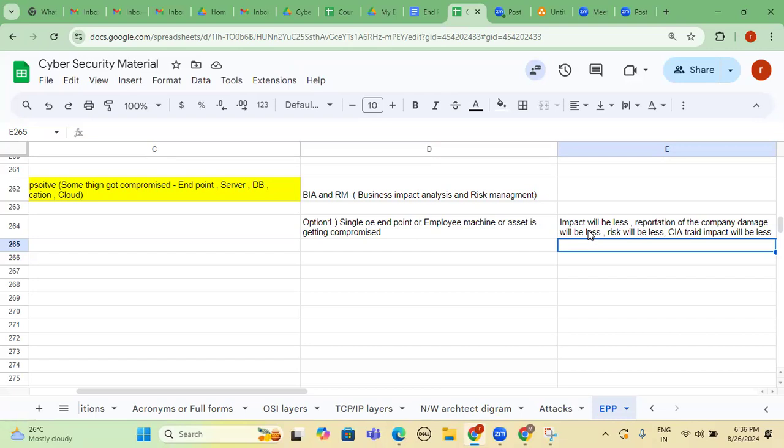Take an example, maybe ICICI Net Banking or Amazon or Flipkart or Swiggy or PhonePe or Google Pay. Their backend server is getting compromised. And if they are taking containment, nothing but network isolation, disconnecting from the network, obviously we can't do PhonePe transactions. We can't do Google Pay transactions. We cannot order any food in Swiggy or Zomato, or we can't make any order in Flipkart or maybe Amazon. Okay, so that is the reason impact will be more.